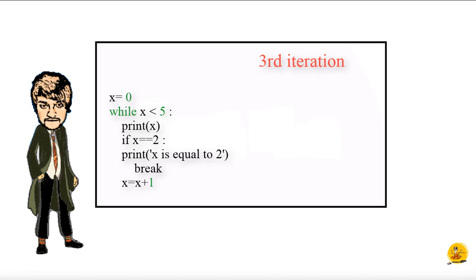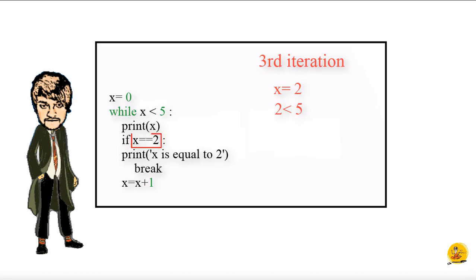On third iteration, at x is equal to 2, the condition of while loop x less than 5 is executed. Since the condition is true as 2 is less than 5, the print statement inside the block is executed and displays the current value of x is equal to 2.